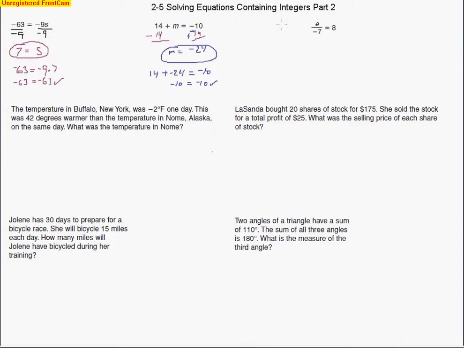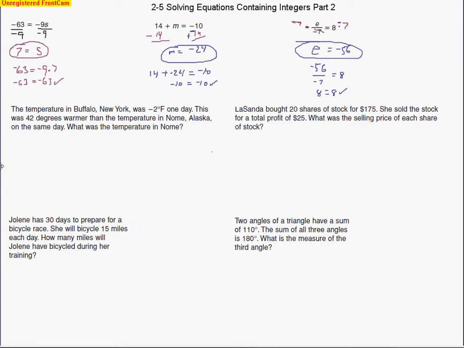Next problem here, it's e divided by negative 7. So I'm going to multiply by negative 7 on both sides. That'll cancel out the negative signs and the 7s, leaving me just with e equals, and that's a negative 7 there, negative 56. So let's just check and make sure that makes sense. Negative 56 in for e, so negative 56 divided by negative 7 does make a positive 8. So when we see that they're the right numbers, we'll circle that answer.